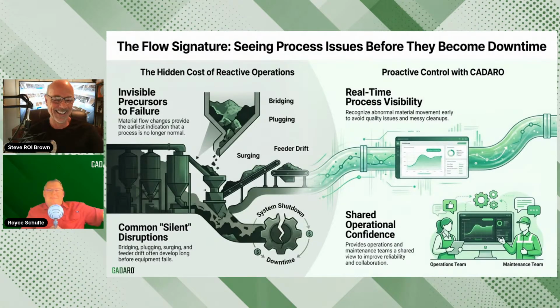On I-40. So today's topic is the flow signature. One of the advantages of using CADARO is that you can see your process issues before they create downtime because your equipment is stopping and starting. Tell us about a scenario. What prompted you to pick this topic today, Royce?